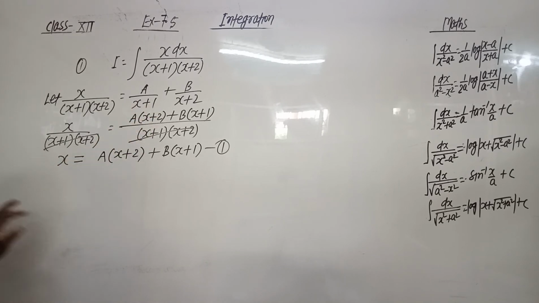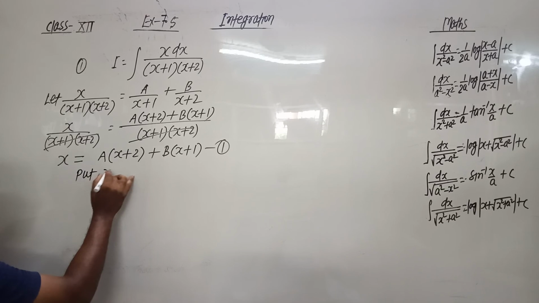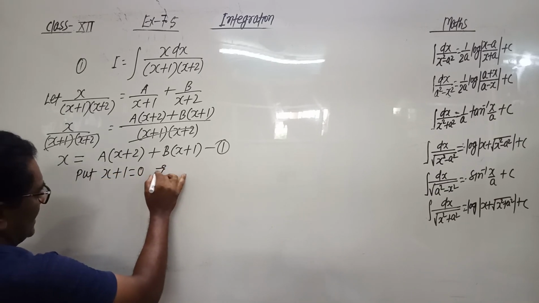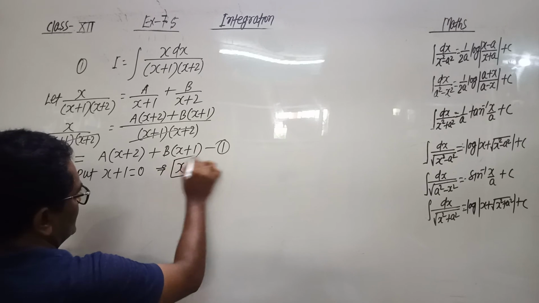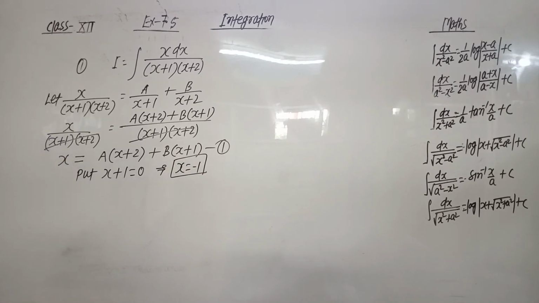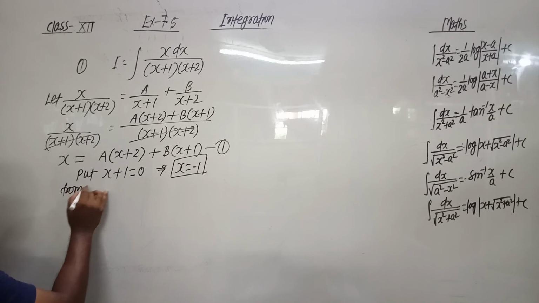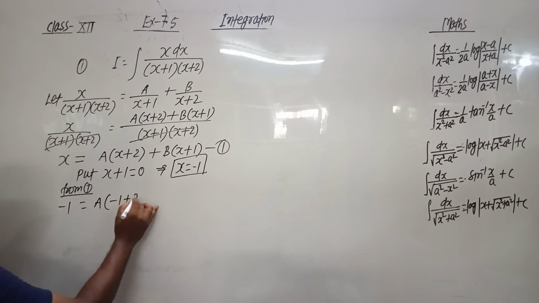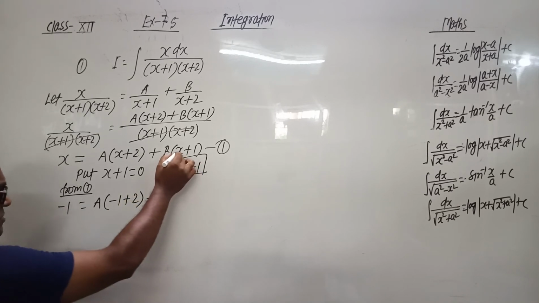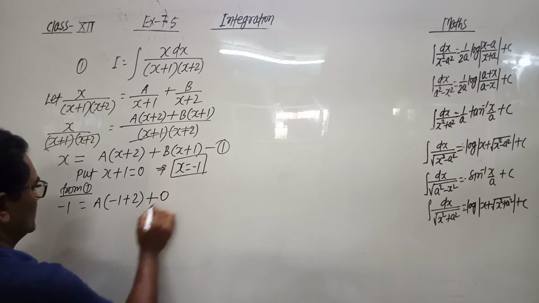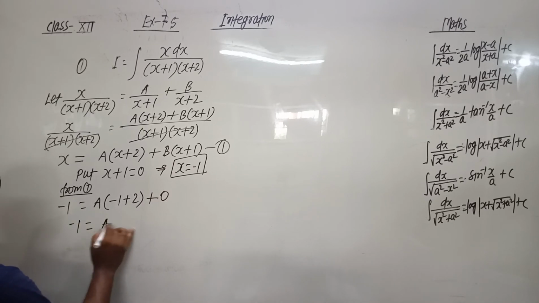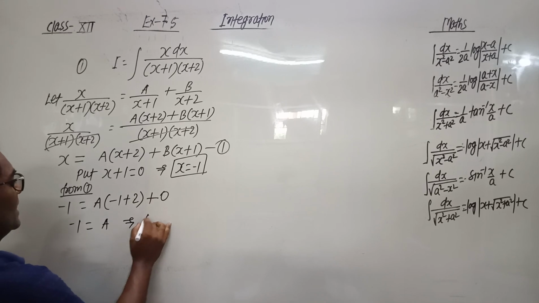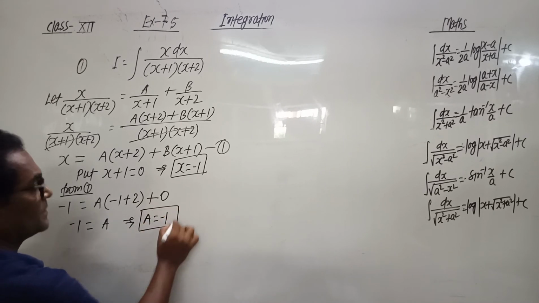Now make x plus 1 equal to 0. Put x plus 1 equals 0 and find the value of x. So x comes to be minus 1. Then put the value x equals minus 1 in the first equation. From the first, minus 1 equals A into minus 1 plus 2, and here when we take x equals minus 1, this whole term becomes 0. So minus 1 equals A, 2 minus 1 is 1, and A equals minus 1.